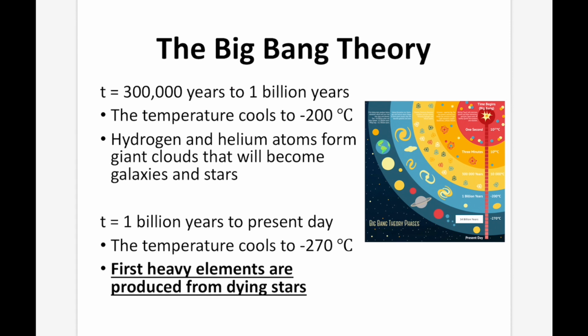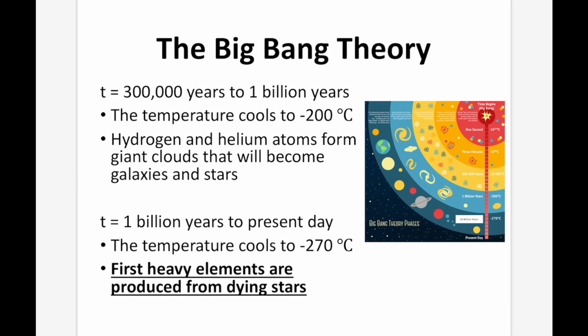From 300,000 years to 1 billion years, our temperature is going to cool even further. It's going to go from 10,000 degrees Celsius all the way down to minus 200 degrees Celsius. Now, again, with rapid cooling, we're able to do different things. Our hydrogen and helium atoms start to form giant clouds, which begin to have their own gravity, which attract more elements. These eventually will become our galaxies and stars.